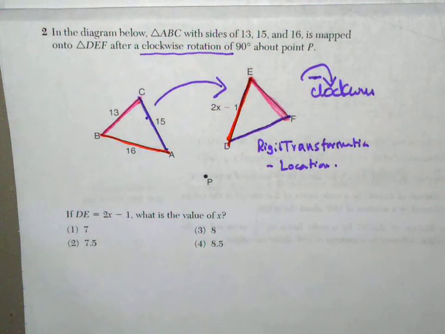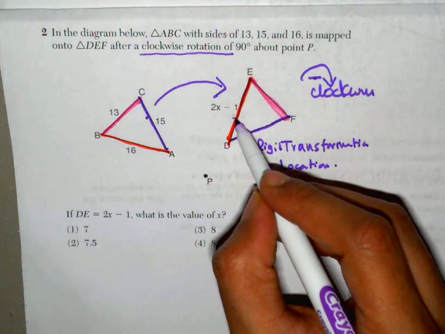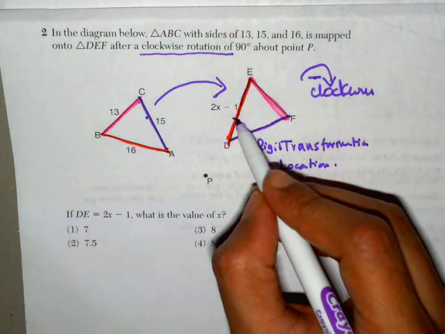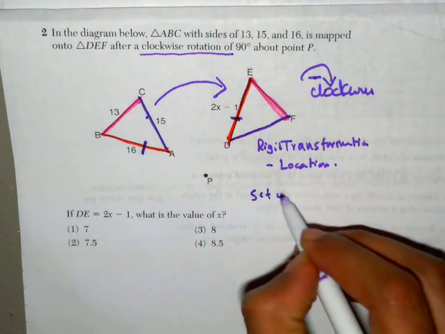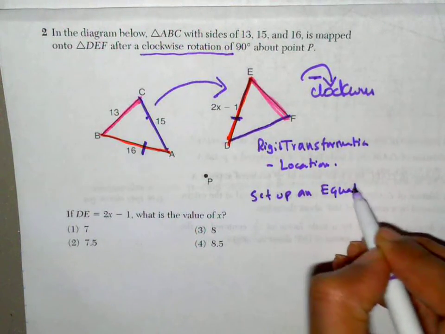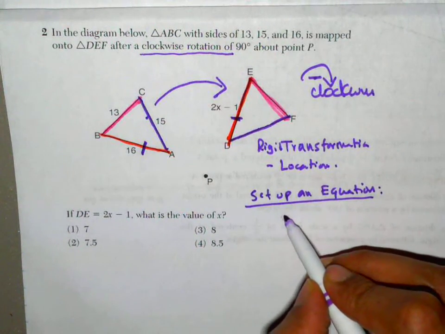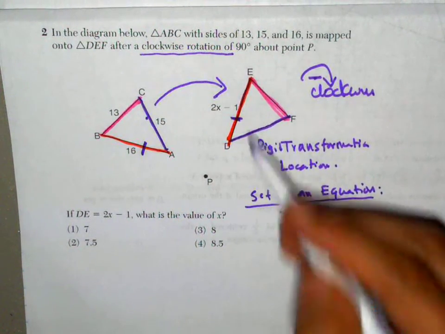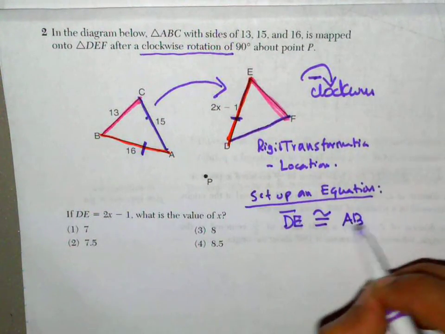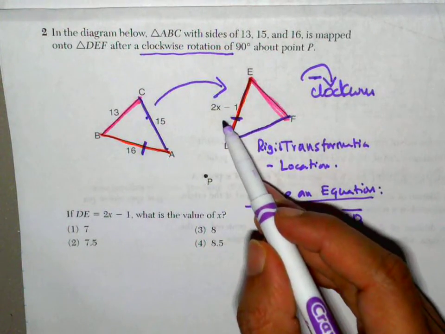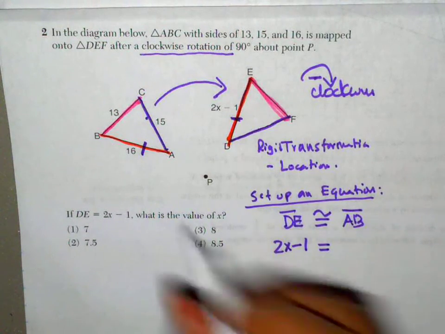Alright, so we see that this side corresponds to this side. They are essentially congruent because the side is not changing. So this side is congruent to this side. So we need to set up an equation to solve it. So the equation would look like this. We will say that the line segment DE, which is right here, is congruent to the line segment AB. Now DE is given in terms of x. It's 2x minus 1, equal to AB, which is 16.